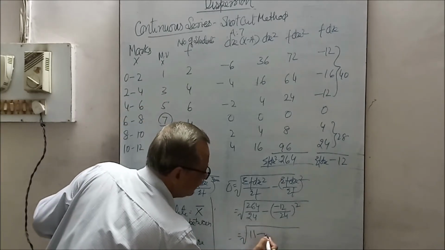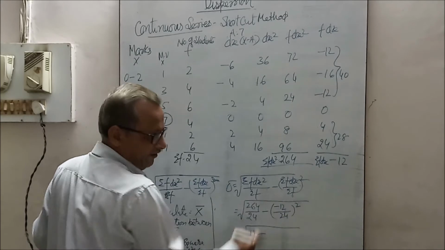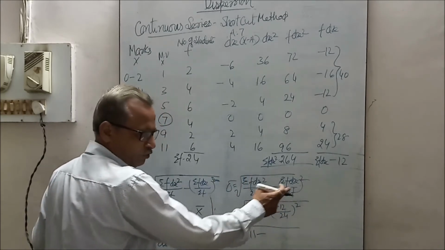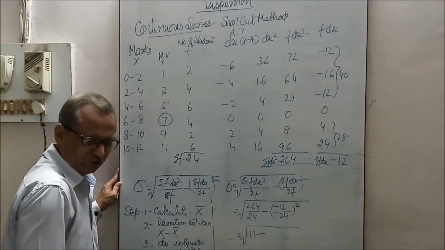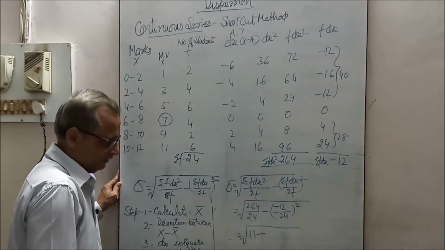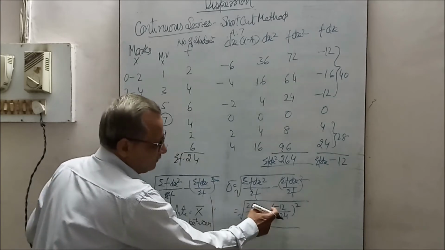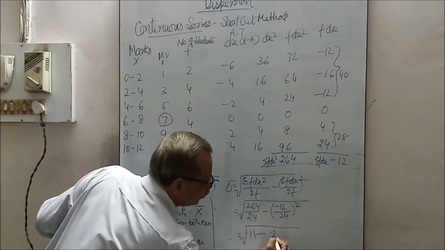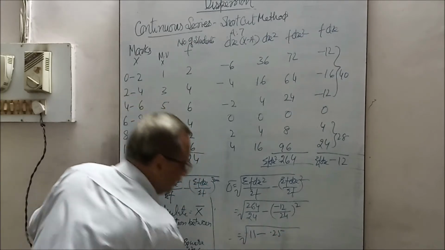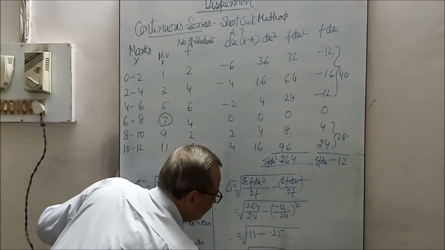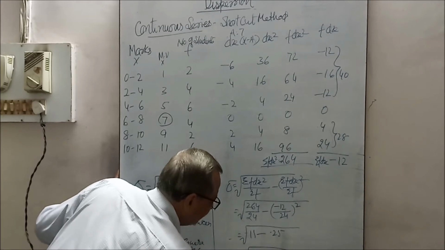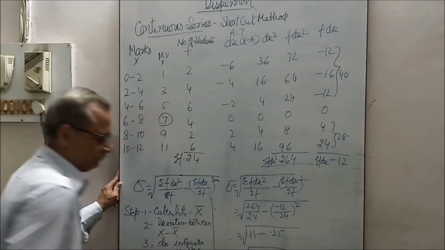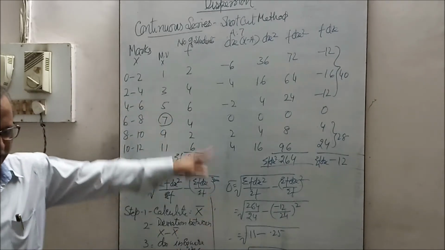Minus this 0.5. 0.5 into 0.5 means the square is 0.25, that is 0.25. Minus it become plus, and then minus 0.25. Then find it, 10.75, again 3.29 almost. This is in the shortcut method.